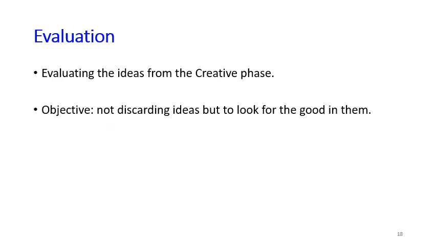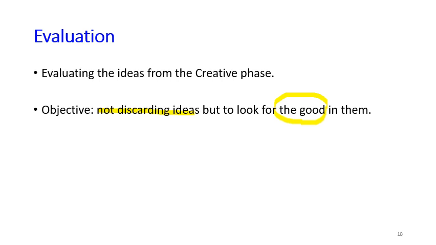Based on the ideas in the creative phase, we go to the evaluation phase. At this stage, the ideas that are generated freely in the creative phase are evaluated. It is important to note that the objective is not to discard ideas, but to look for the good in each idea. We're not trying to say these ideas will definitely not work and throw them away. Instead, we think, how can we make this idea work? What is good about this idea that we may take? So we always try to be positive with each idea.